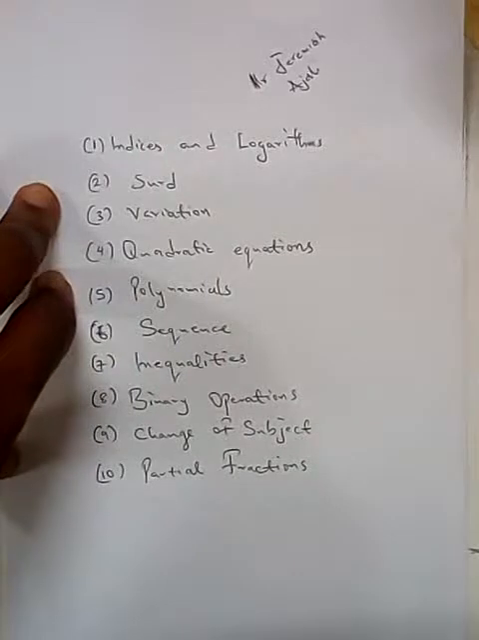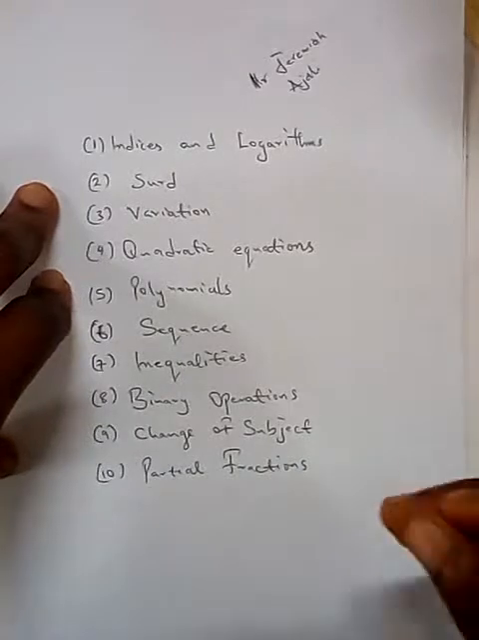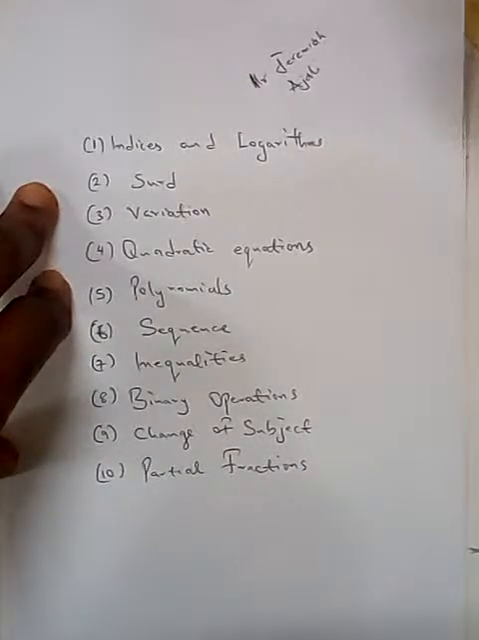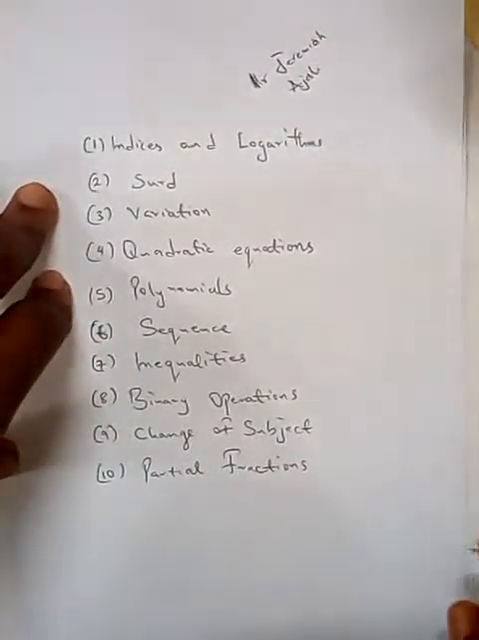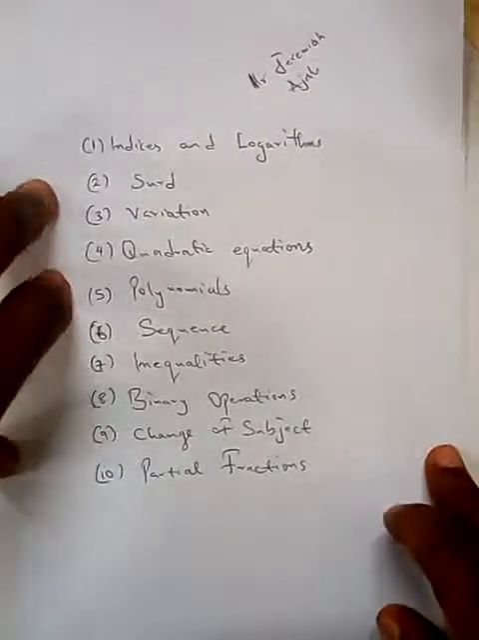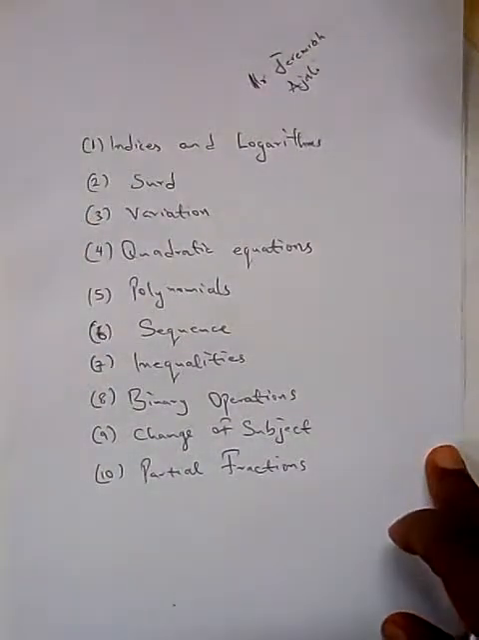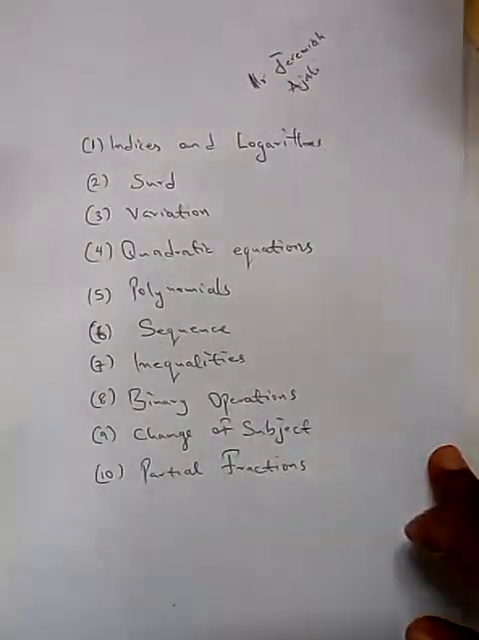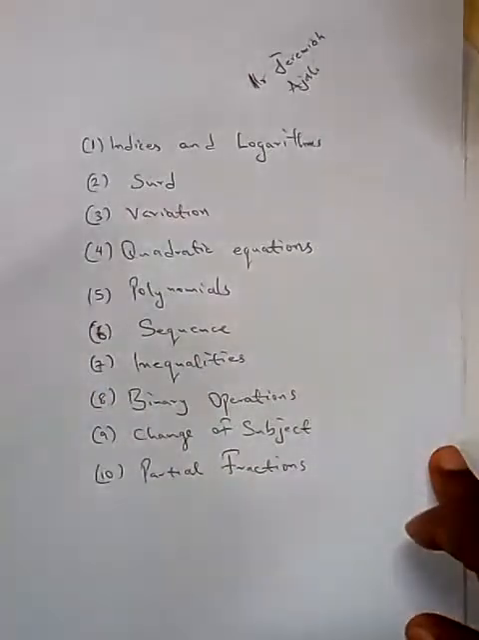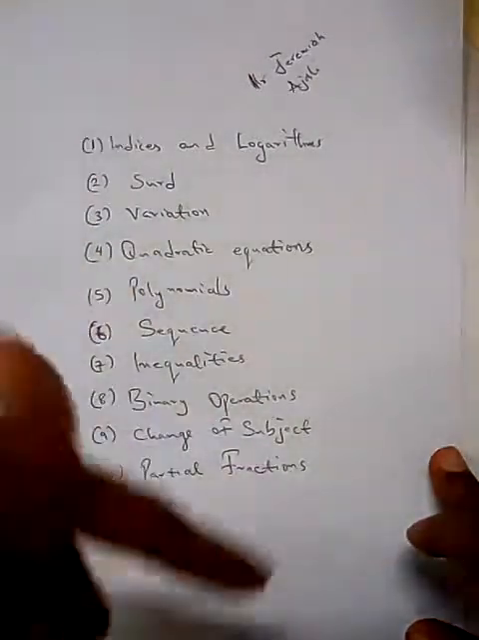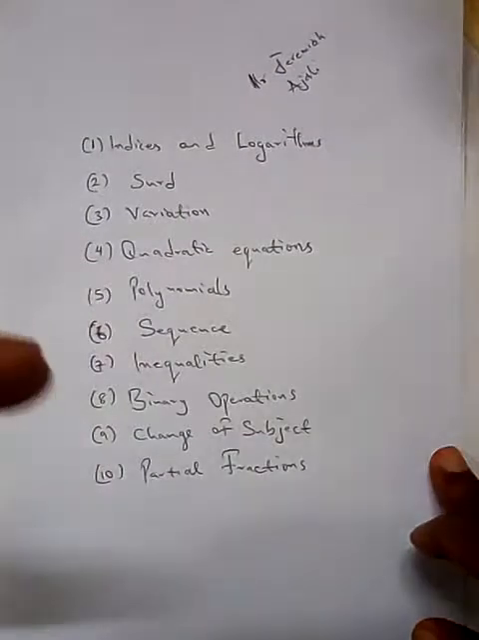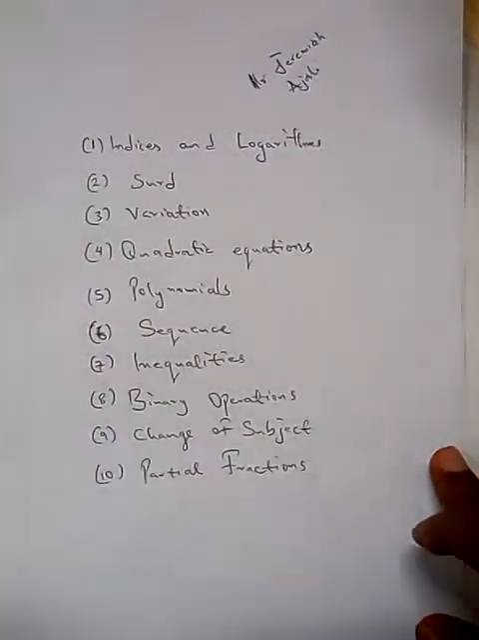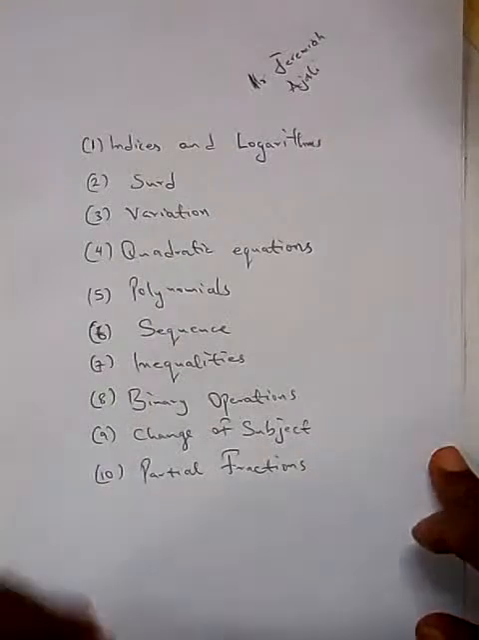Basically, in maths, you need to be swift, you need to be accurate, you need to have all the formulas in mathematics right before you. You have to just see it and get to it because you don't have all the time to dilly-dally in JAMB. These are the first 10 topics I'll be taking. After this, I'll take the next 10. We'll be taking indices and logarithms, surds, variation, quadratic equations, polynomials, sequence, inequalities, binary operations, change of subject formula, and partial fractions.